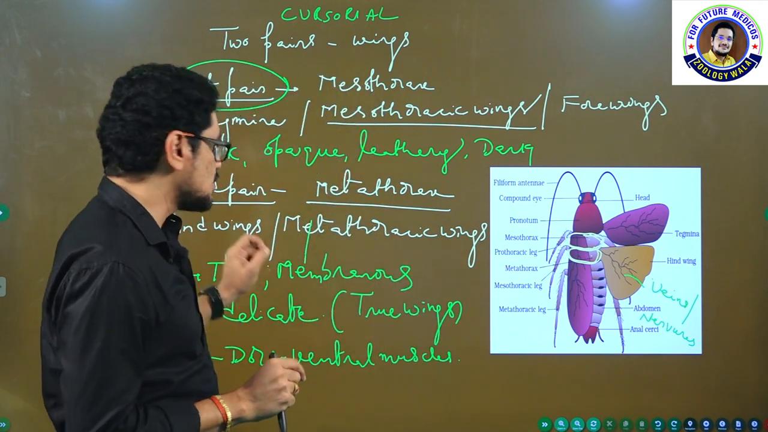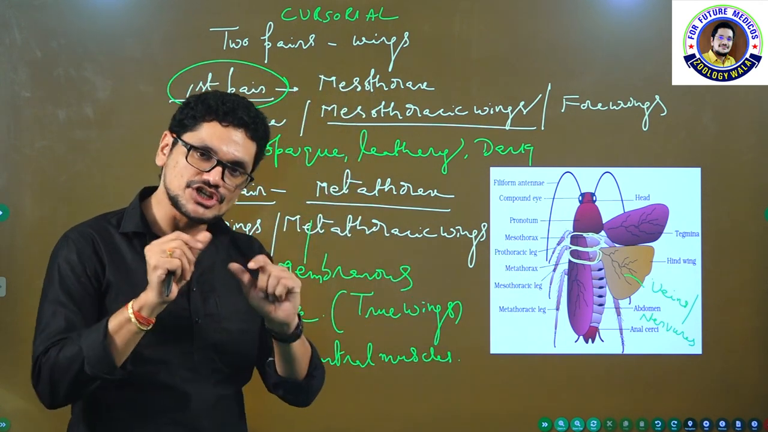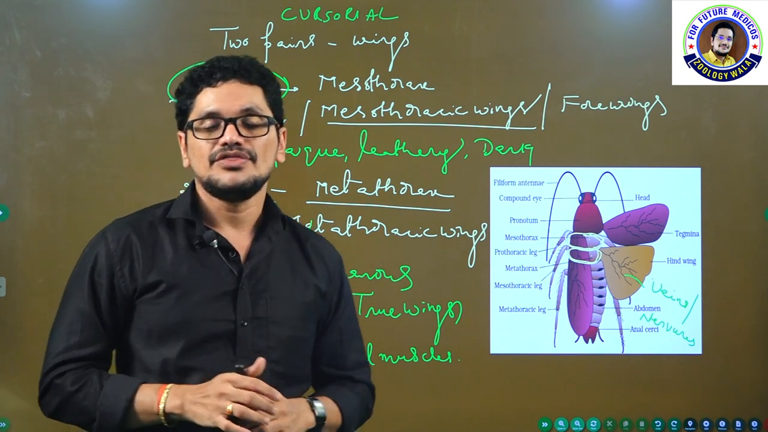And hind wings are actually very thin. You have to remember that they are very short wings. Hind wings are very short. That's all about these wings.